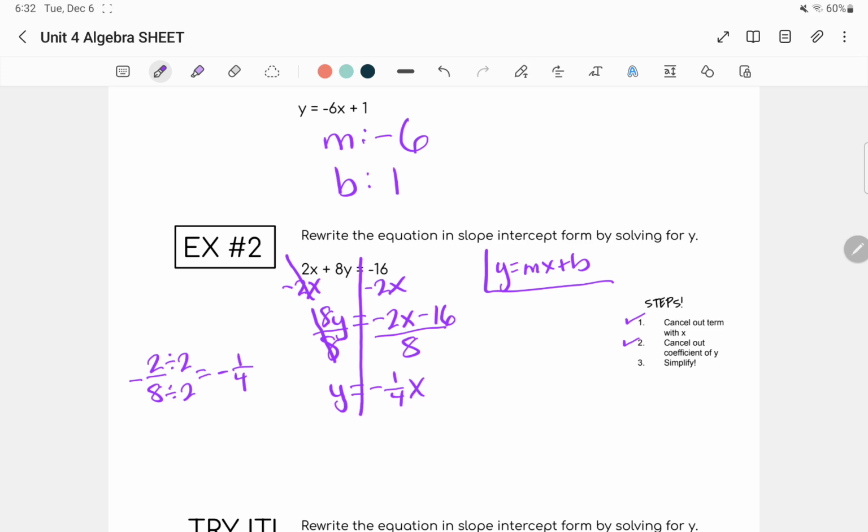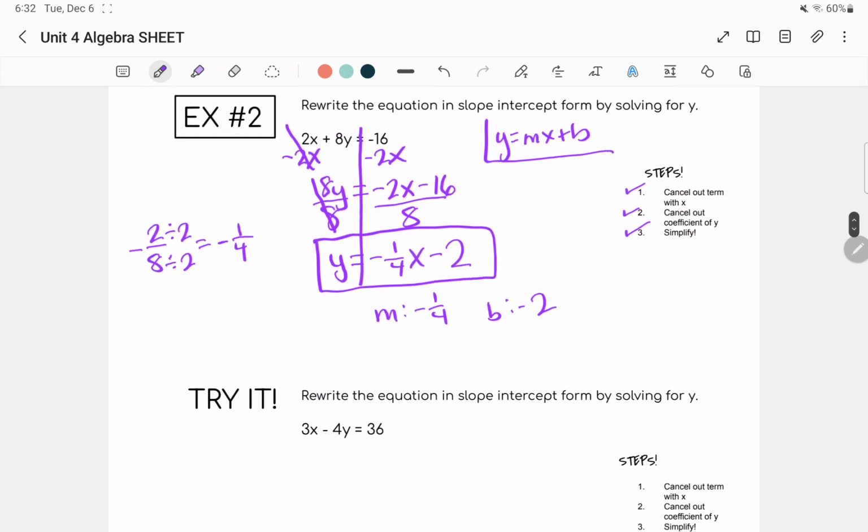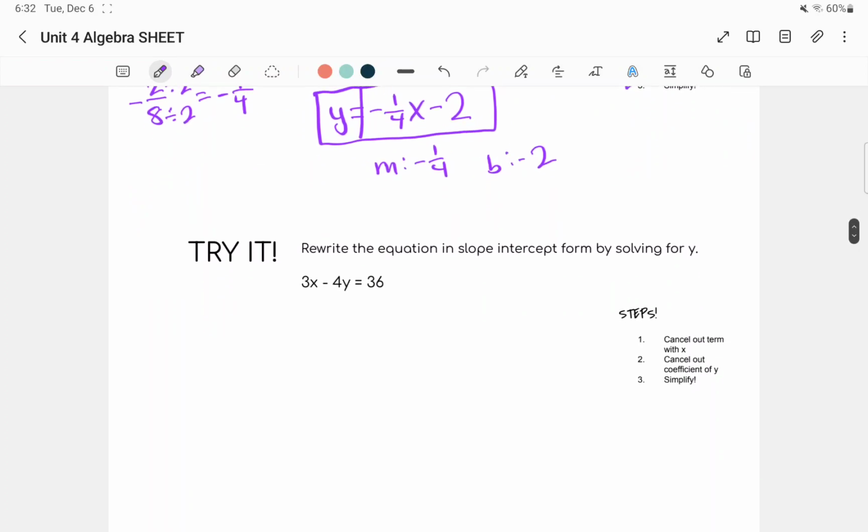Now my second term is this negative 16. What's negative 16 divided by 8? That would be negative 2. And I'm done because I've simplified. It doesn't really ask this, but let's go ahead and identify the slope and the y-intercept. So my slope would be negative 1/4, and my y-intercept would be negative 2. All right, so if you can go ahead and pause the video and try this next one, go ahead.